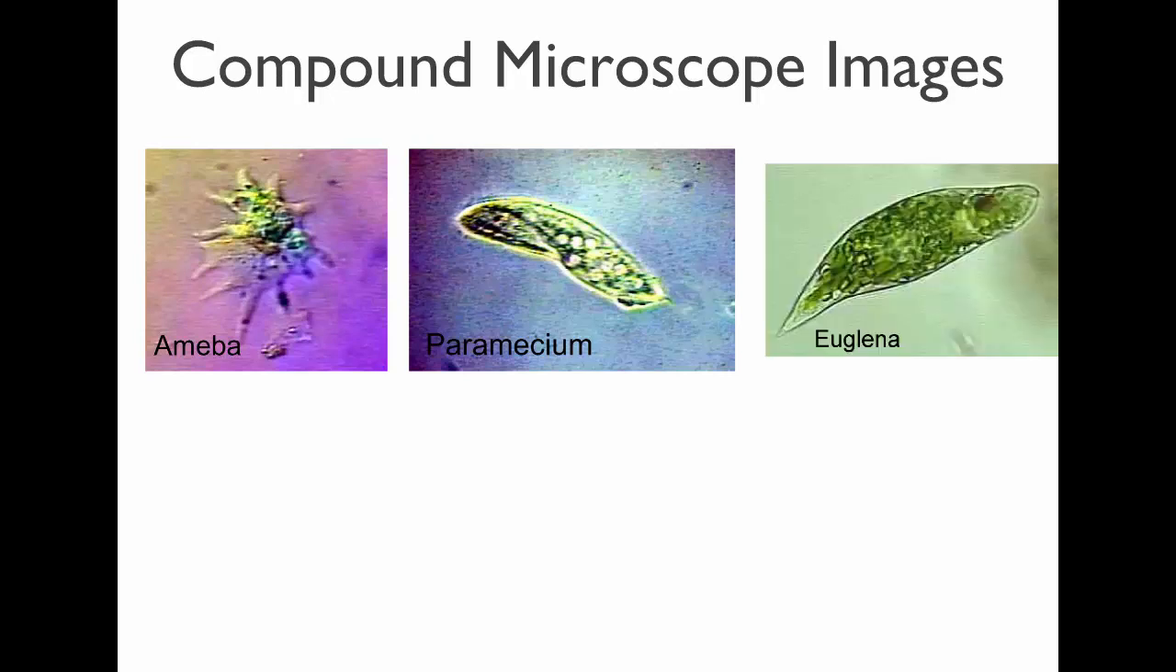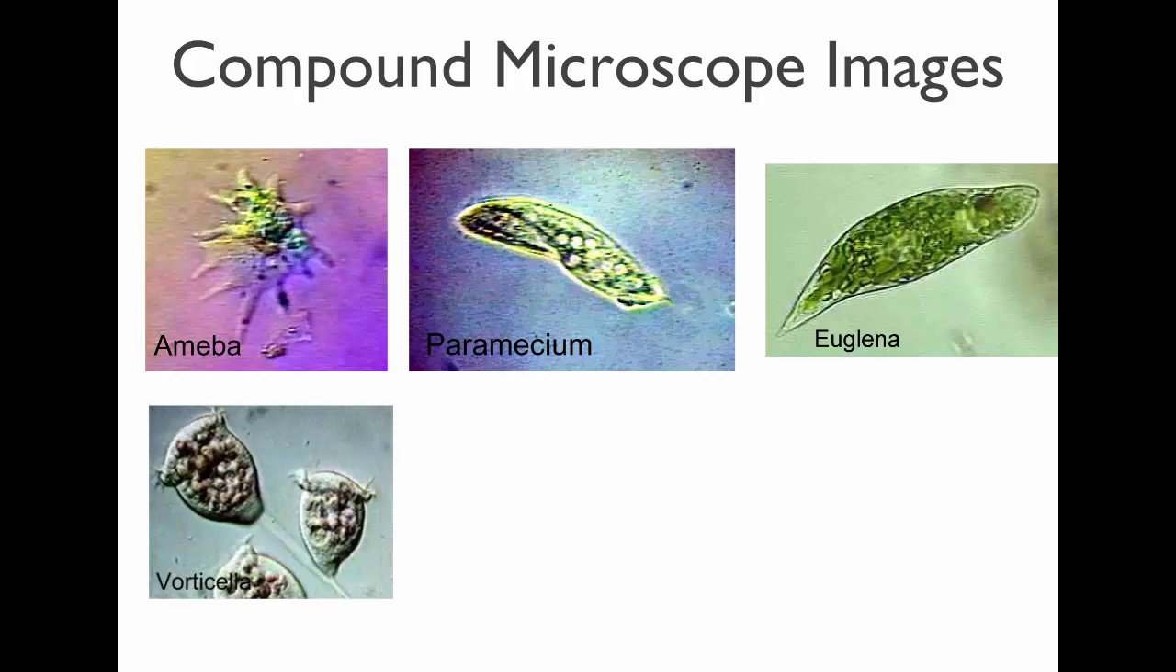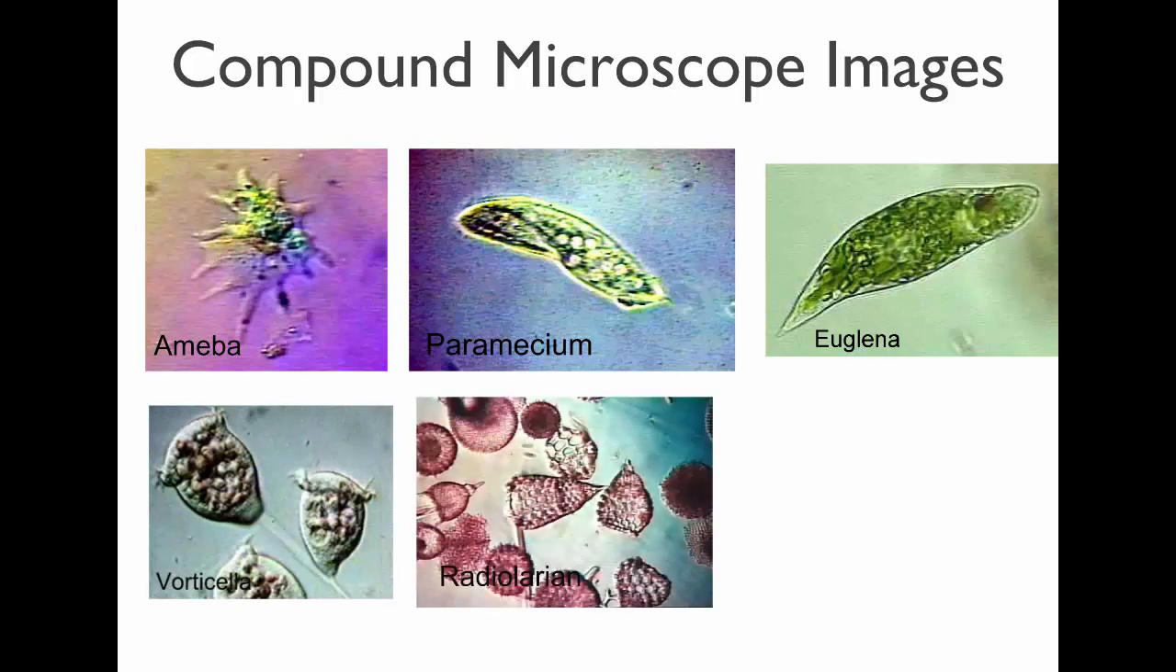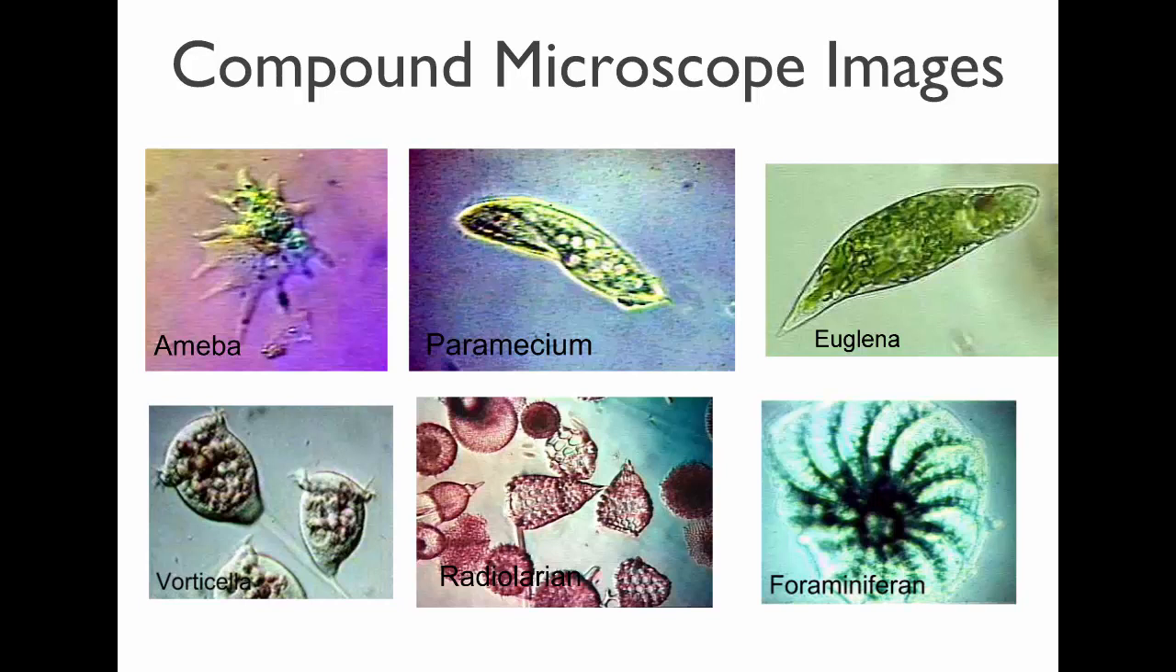We'll look at euglena, which is found in fresh water as well. Here are some more interesting looking organisms: Vorticella, Radiolarans, Foraminiferans. These are all very, very small. They're living organisms, but they're single cell. And so we generally need a microscope to see these because they're so small.